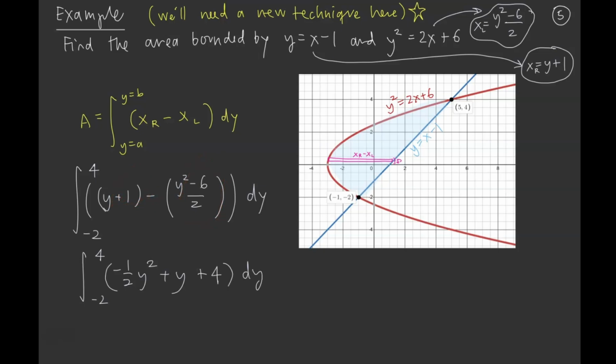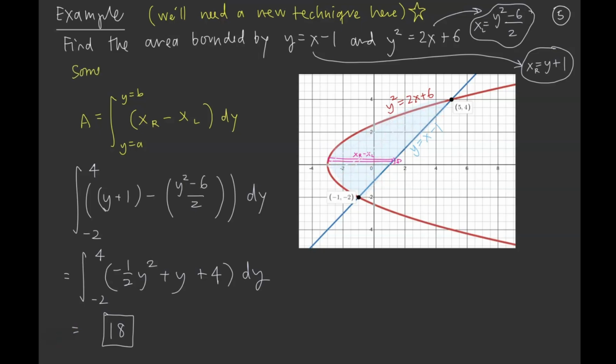This is a relatively simple integral to evaluate by hand. You could also ask Desmos or some other aid to help you, and the answer should come out as 18. This is the area of the region bounded by those two curves. So this region here.